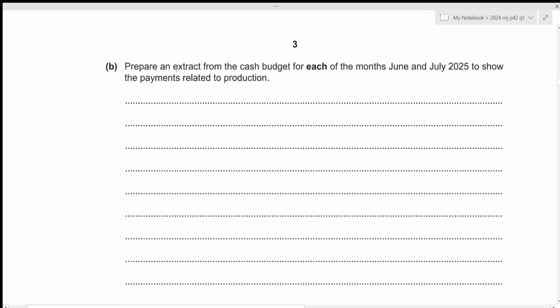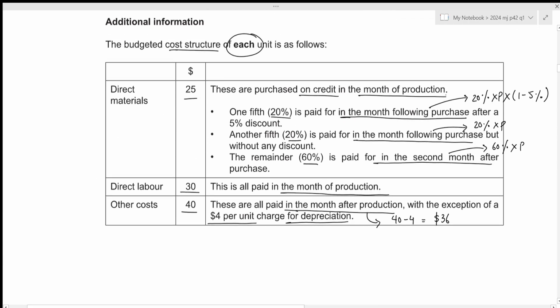We now have to prepare an extract from the cash budget for each of the months June and July 2025 in order to show the payments related to production. So we're only talking about production in this case. So we have the months of June and July. We can start with the direct materials, and let us start with the payment that will be made in the month following purchase.